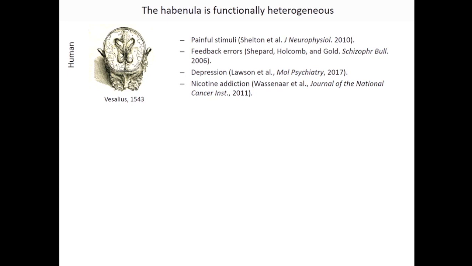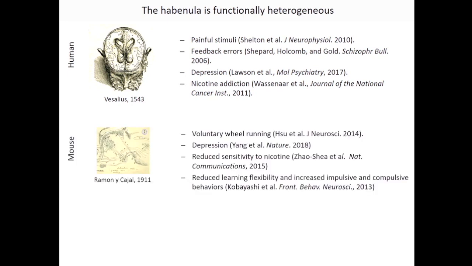Human fMRI studies had associated the activity in the habenula with painful stimuli, with feedback errors and sensory discrimination tasks, that you see elevated habenula activity in depression, and GWAS studies have also associated it with addiction. In the mouse, there are more recent genetic studies looking in some cases at specific cell types in the habenula, in other cases a total lesion of the medial habenula. You see changes in voluntary wheel running from Eric Turner, as well as primary reinforcement, alterations in lateral habenula activity during depression, and then changes in sensitivity to nicotine, impulsive behavior, compulsive behavior.